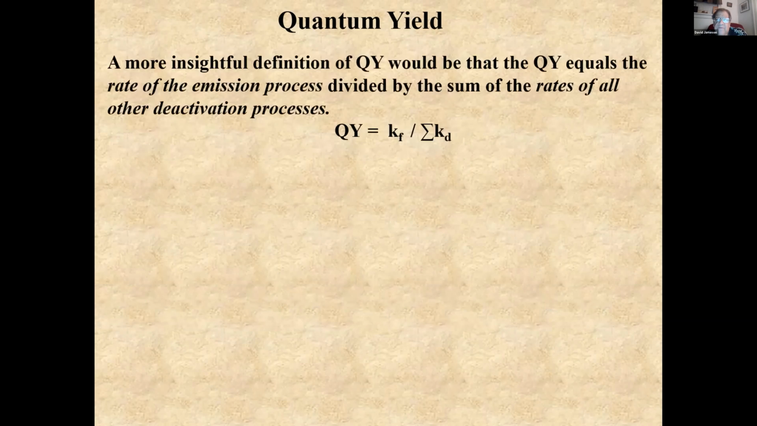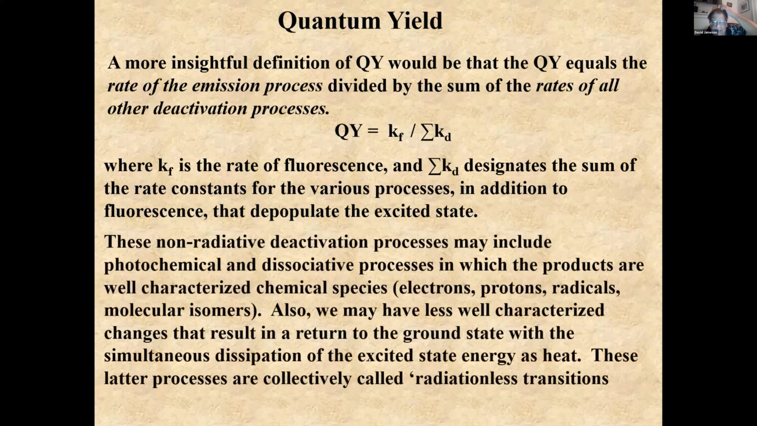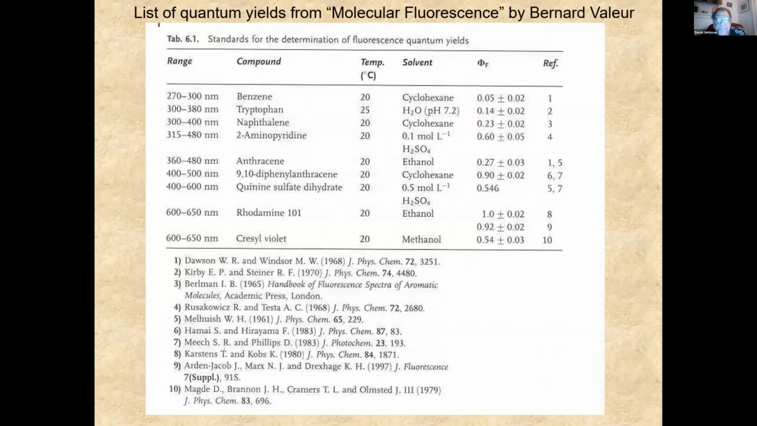Okay, but a more insightful definition would be that quantum yield is the rate of the emission process divided by the sum of the rates of all deactivation processes. So you have Kf, for example, which would be the rate of fluorescence, and Kd would be the sum of all the rates for processes which depopulate the excited state. Non-radiative deactivation processes may include photochemical and other events, but we're not going to go into these different processes.